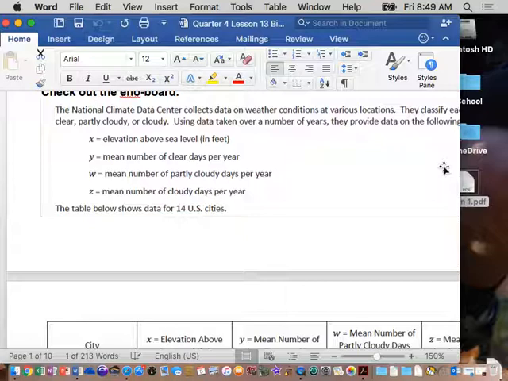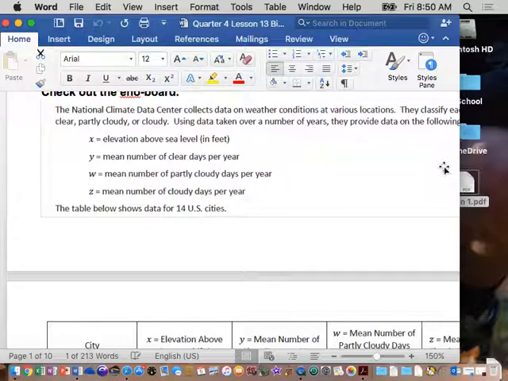All right, the National Climate Data Center collects data on weather conditions at various locations. They classify each as clear, partly cloudy, or cloudy, using data taken over a number of years. X is elevation above sea level, Y is the mean number of clear days per year, W is the mean number of partly cloudy days, and Z is the mean number of cloudy days per year. The table below shows the data for 14 U.S.